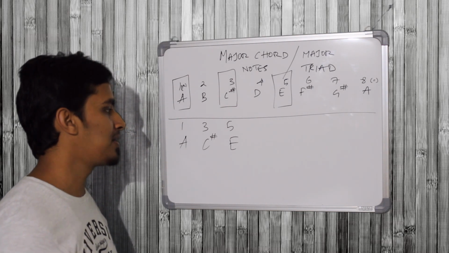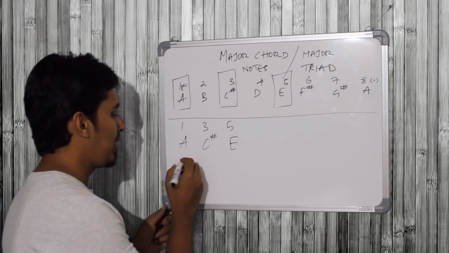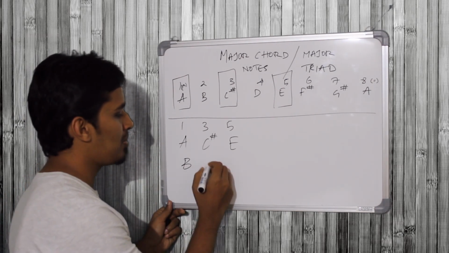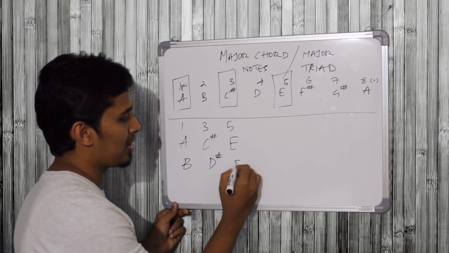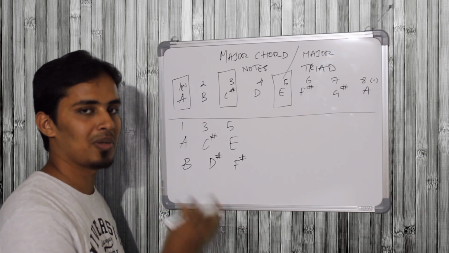Taking for example the B major scale, same thing. We'll write the root, which is B. We'll skip a note, which is C sharp. We'll write D sharp, and we'll skip a note, which is E, and we'll write F sharp. So the notes in a B major chord are B, D sharp and F sharp.